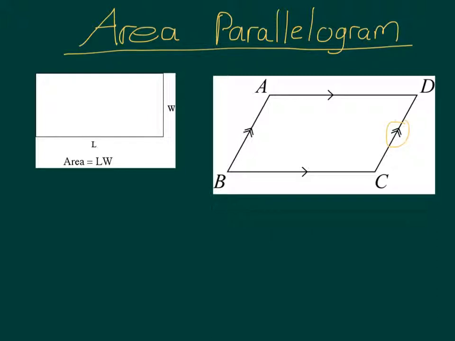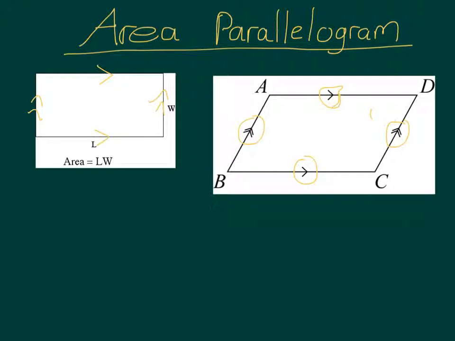Now, just so we're 100% clear, we did do this earlier in the year, this symbol here means that those two lines are parallel, and also these two lines are parallel. It's the same in a rectangle. These two lines are parallel, as are these two lines, okay? That's the definition of a parallelogram. It's a four-sided shape with two pairs of parallel sides. Okay, so how are we possibly going to find the area of this shape?